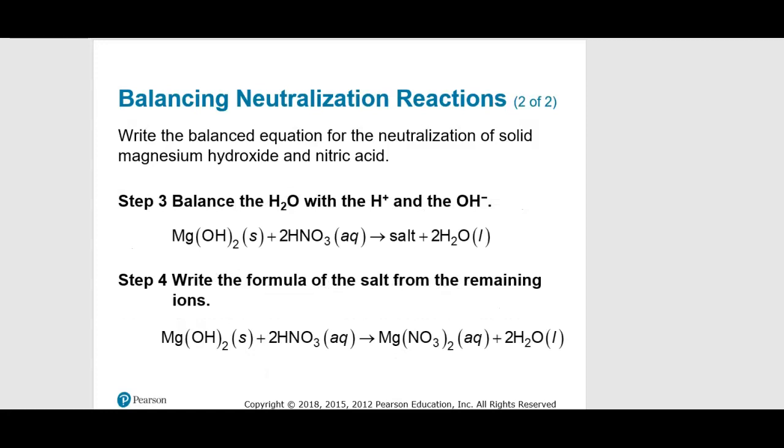Well, this is nitric acid, so the salt's going to be a nitrate. And you just write it from the remaining ions. So you have magnesium hydroxide, 2 nitric acid molecules is going to give you 2 water molecules, and then what's left is magnesium nitrate.